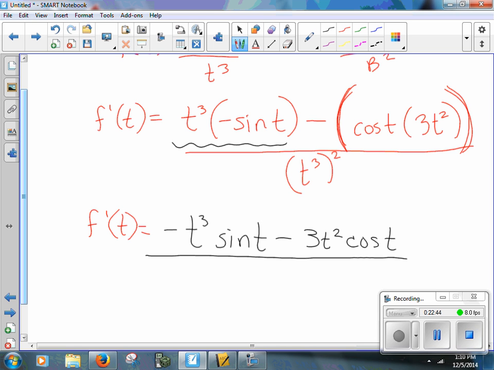And what do you do when you have a power raised to a power? You multiply it, so it would be T to the what? 6.